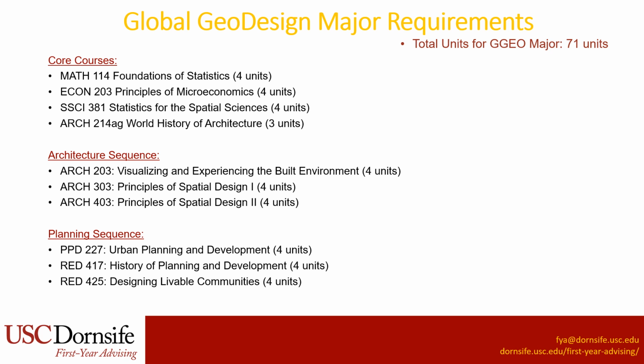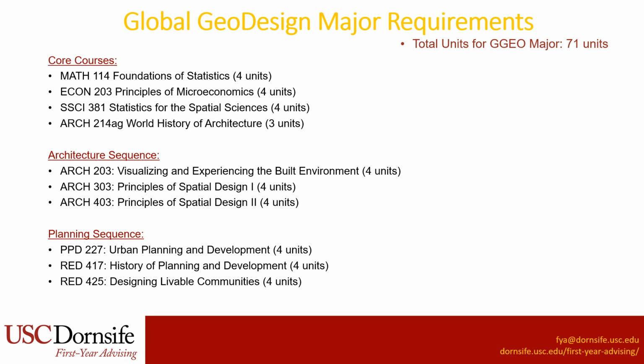So now we're going to move on to the Global Geodesign major. And this major requires a total of 74 units. So you'll also have your core courses requirement, which will also be the Math 114, Econ 203, the Stat for Spatial Sciences requirement, as well as a couple of architecture classes.